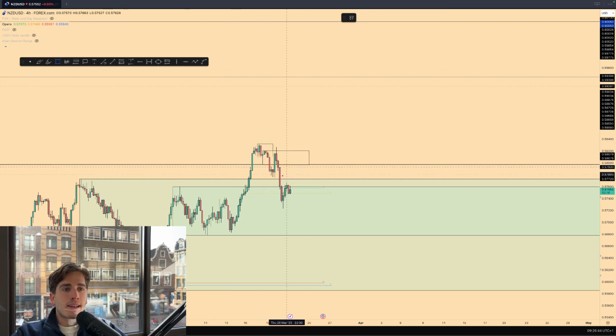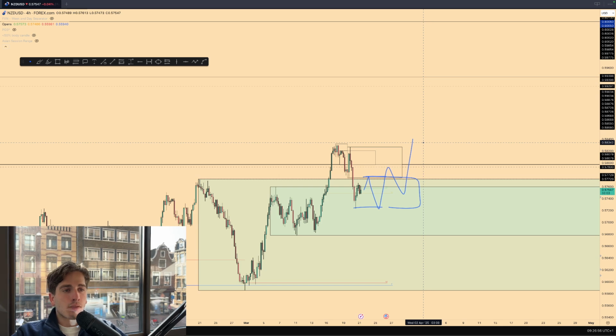Then again, we have now supply over here, which is still open. And what I would be looking for is maybe a push into there, one more push down, and then the order flow shift happening to then get into a long position on the 4-hour demand zone, because you want that daily and the 4-hour to align.